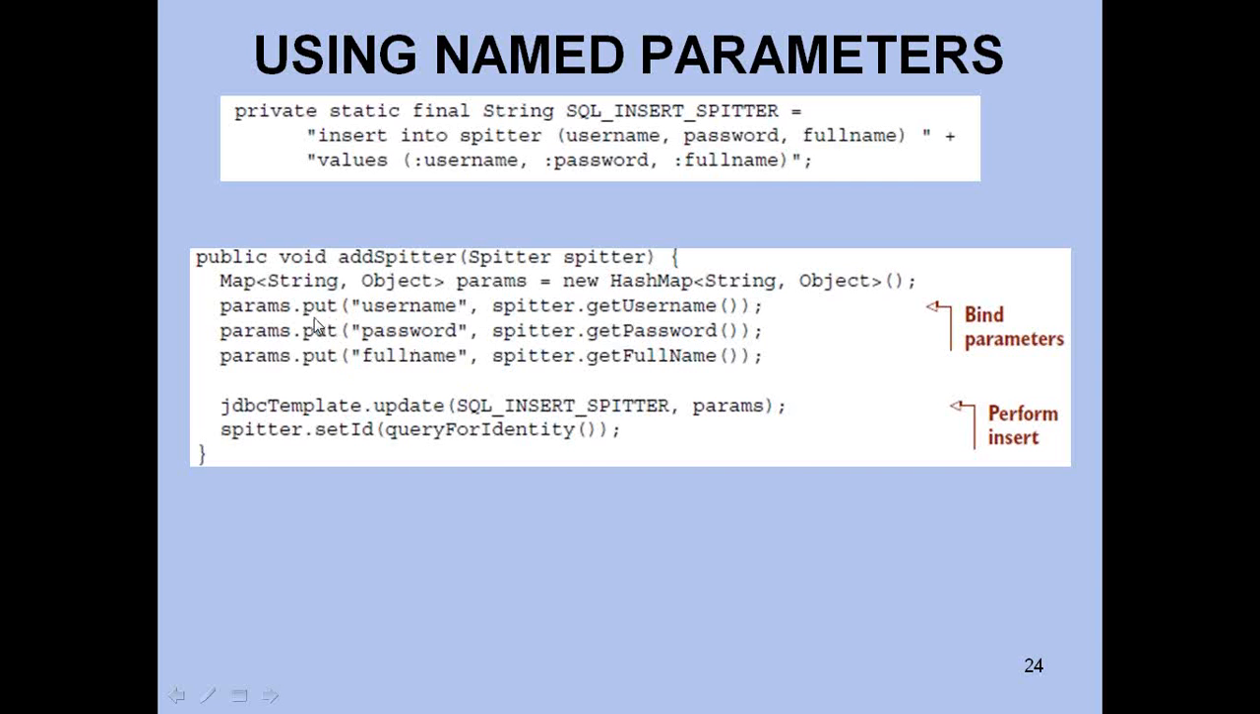Now you can set this value for the username here and move the full name here. It doesn't matter where you are setting that value. It's no more based on the index. It's based on the actual name of the parameter. So that is named parameters. These are called named parameters.